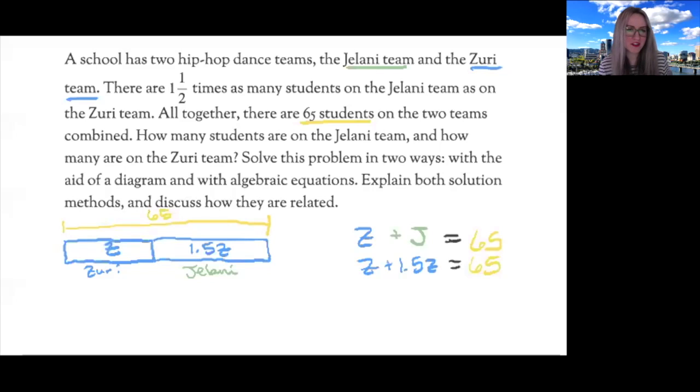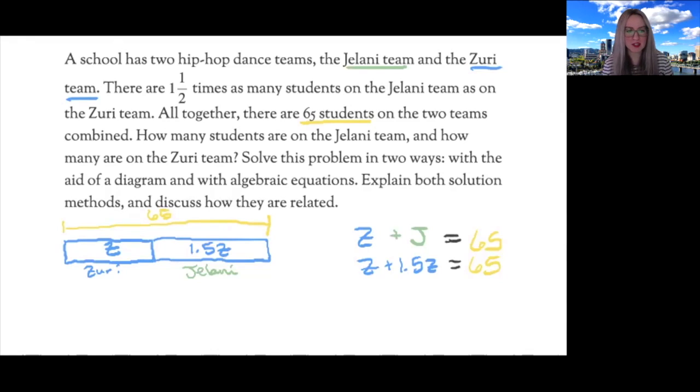Okay, let's think through another example together that's got a little bit of a different structure. So this problem says a school has 2 hip hop dance teams, the Jaylani team and the Zuri team. There are 1.5 times as many students on the Jaylani team as on the Zuri team. Altogether, there are 65 students on the 2 teams combined. How many students are on the Jaylani team? How many are on the Zuri team? Solve this problem in 2 ways, with the aid of a diagram and with algebraic equations, and we're going to relate the 2. So that is our task.